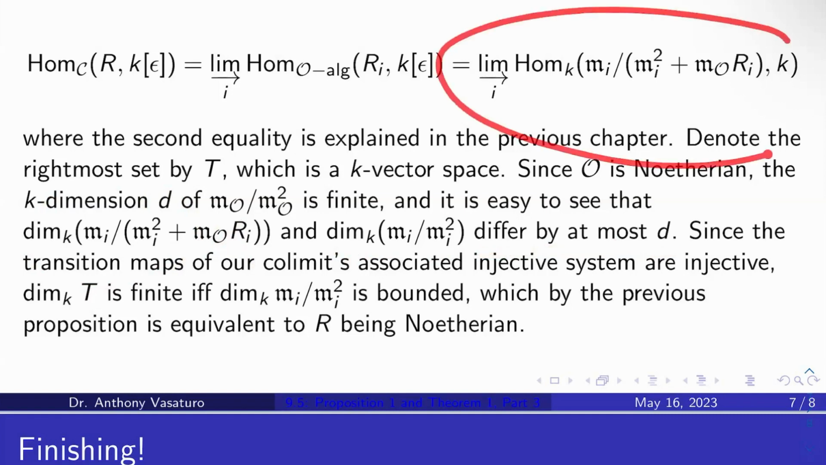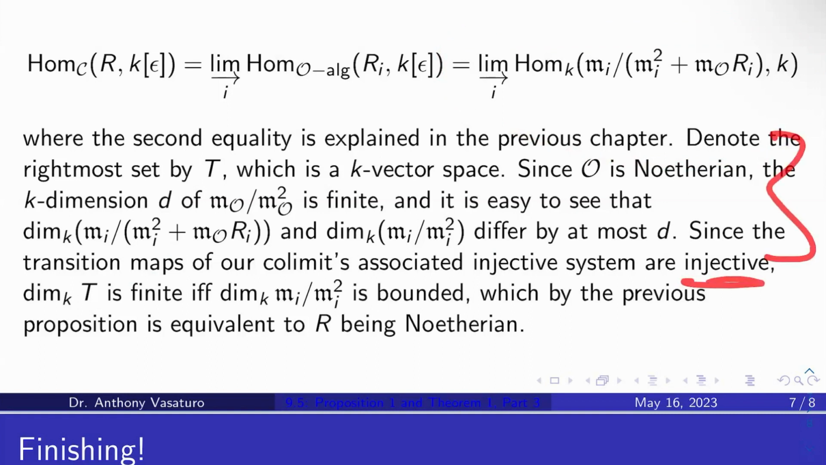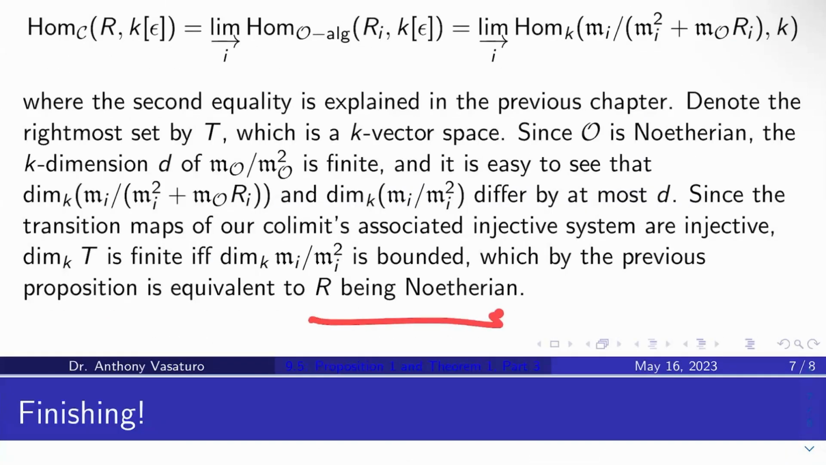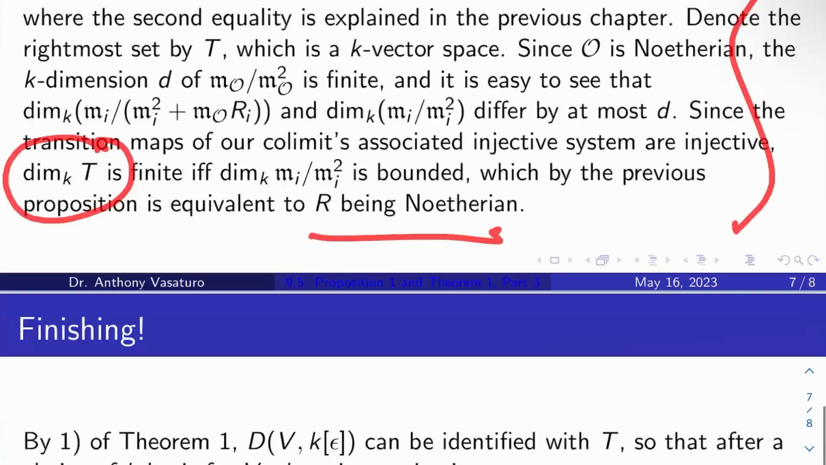Now, the transition maps of the associated injective system, you can check those transition maps are injective, okay? And so this plus that injectivity come together and tell you that the K dimension of T is finite if and only if the K dimension of M sub I mod M sub I squared is bounded. But then by the previous proposition that we just finished proving, that is equivalent to R being Noetherian, okay? So I want R Noetherian, and so now I just have to check dim_K T is finite, all right? So let's do that.